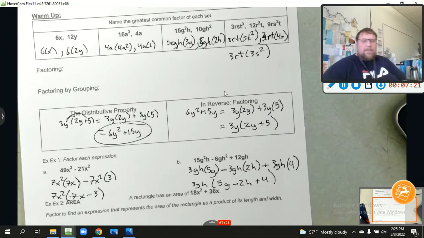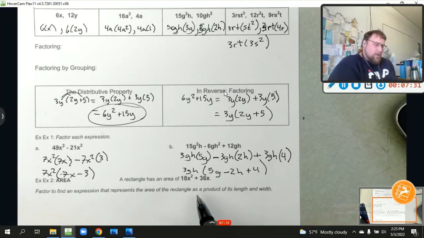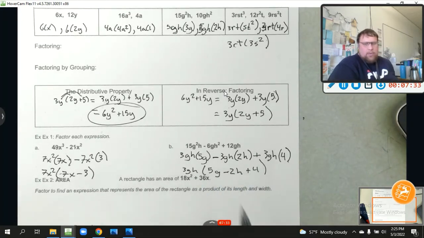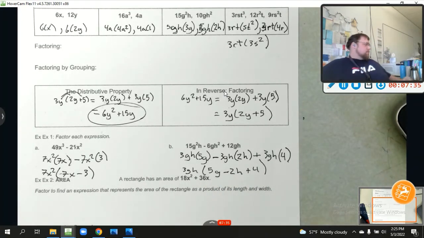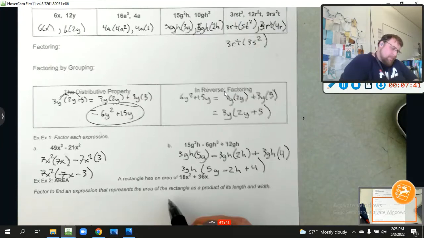Now, let's look at this last one right here. It says, in fact, pause this if you can do it. It just says a rectangle has an area of 18x squared plus 36x. Factor to find an expression that represents the area of the rectangle as a product of its length and width. In other words, we're going to factor this, so we're left with the length times the width. Ready, set, go. Pause this if you need more time.